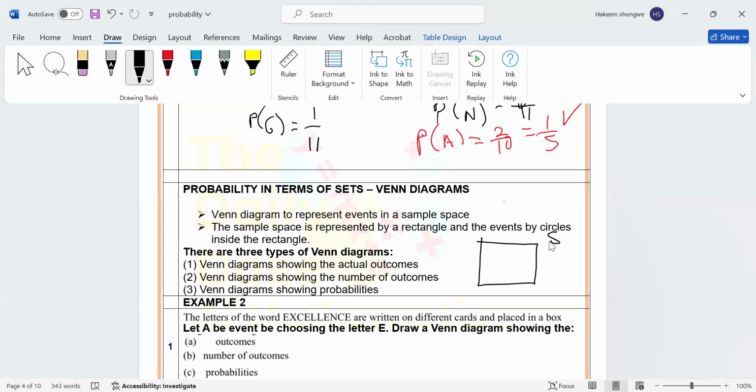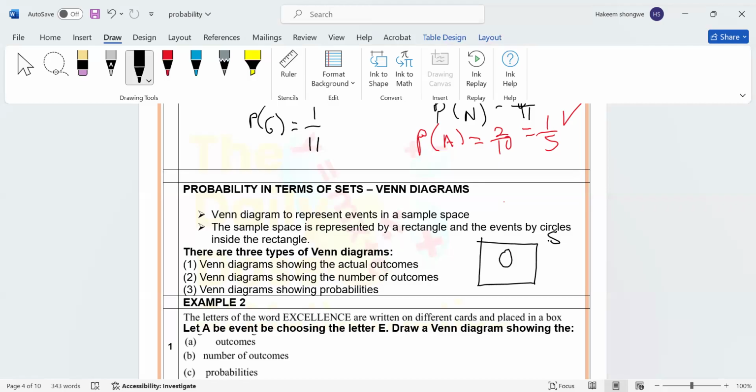Remember, if the experiment is choosing a learner, choosing a learner is just an experiment. The event, choosing a learner who is in grade 10, is an event. So the event is going to go inside the sample space, which is a rectangular shape. If you are interested in one event, you are going to have one circle. If you are interested in multiple events, you are going to have many circles inside. But everything that you're interested in is going to be inside that rectangular shape.